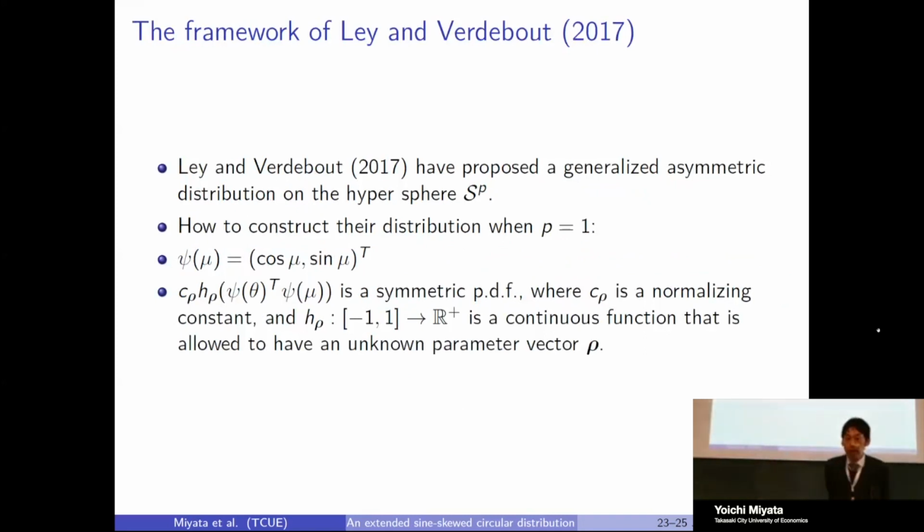Now, let me briefly review generalized asymmetric distributions on the hypersphere. For simplicity, the dimension p is set to be 1. Let psi of mu be like this. And this is a symmetric density function where C rho is a normalizing constant. And h rho is a continuous function that is allowed to have an unknown parameter vector rho.